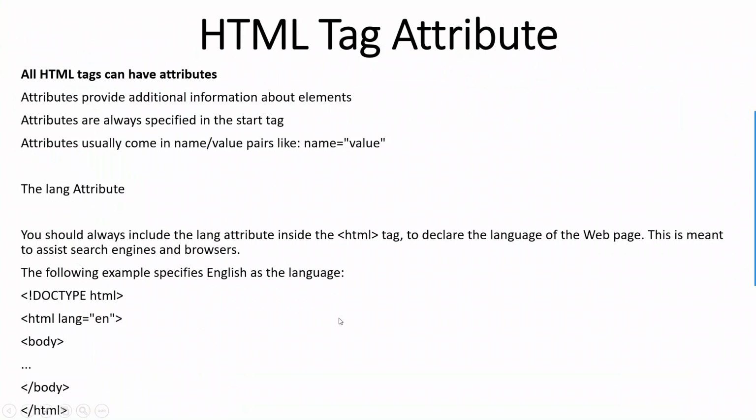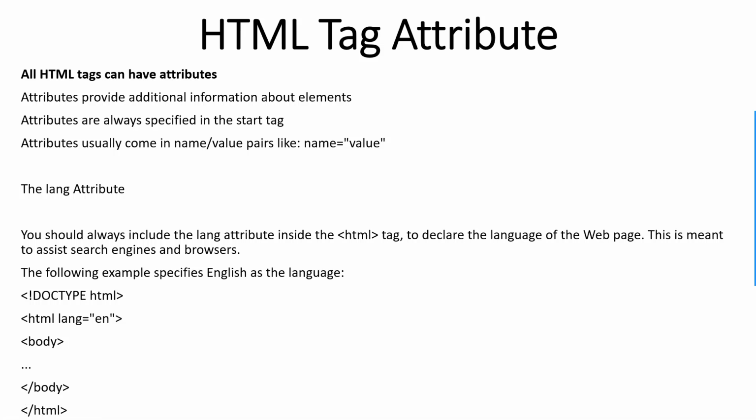Welcome back. So next is HTML tag attribute. This is very important. So here you can see attribute provides additional information about elements. Attributes are always specified in the start tag, and attributes usually come in name/value pairs, like name equal to value.